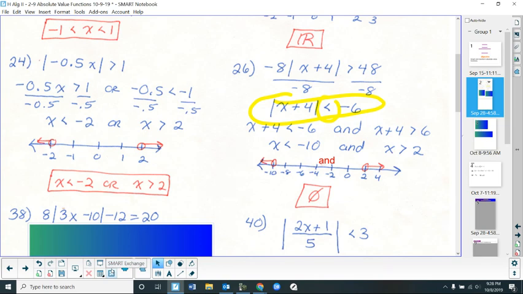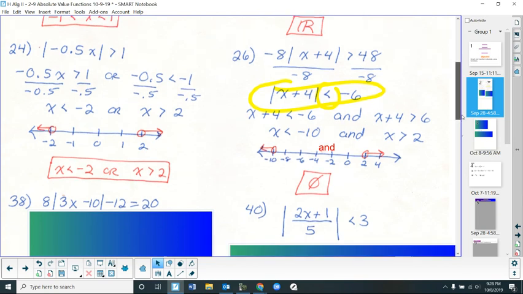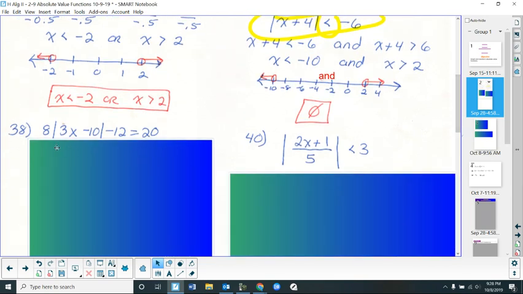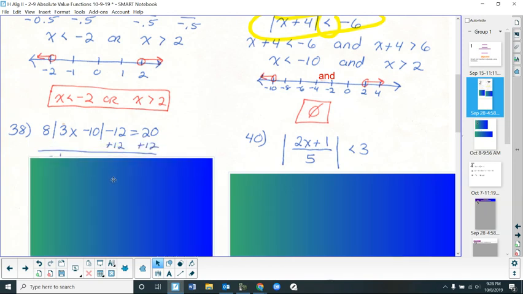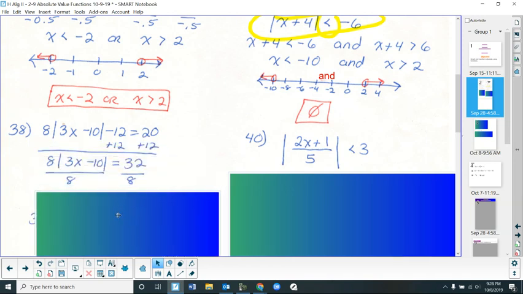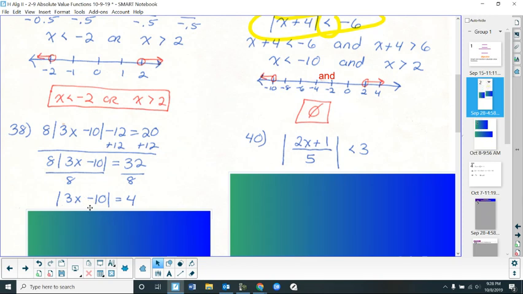All right, problem number 38 was just an equals sign. So now we went from inequalities to equals. Same thing: isolate that absolute value. So I added 12 to both sides. I divided by 8, and there's my isolated absolute value.